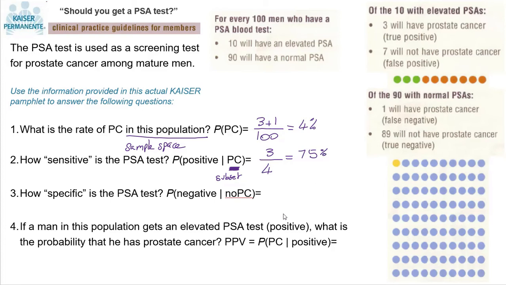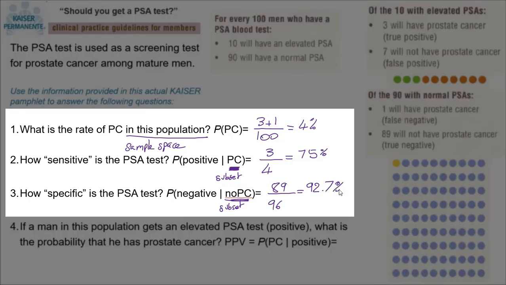Likewise, to obtain the specificity of the PSA test, we are looking at a conditional probability where the subset of interest is all those men who do not have prostate cancer. So that's everybody except for those 4 with prostate cancer. So that's out of 96 in the denominator. And we want to know how many of them will receive a negative test result. And we can see that those are the 89 blue dots. And so 89 out of 96, that's 92.7%.